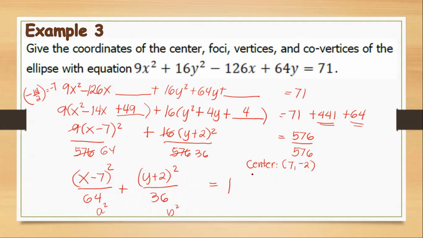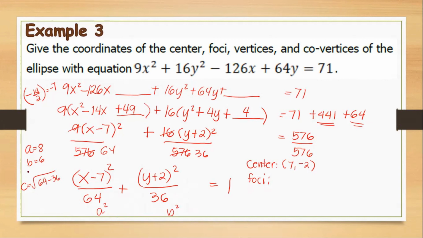The foci will be at, take note that your a squared is 64, and so our a is equal to 8. Our b squared is 36, and so our b is equal to 6. And let's find c. Our c is equal to the square root of 64 minus 36.